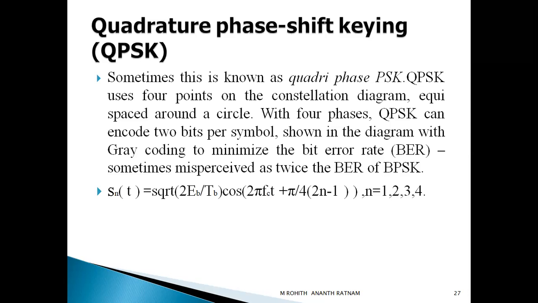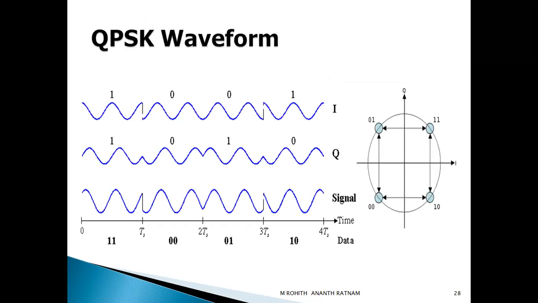So this is what the phase shift will happen. Now you can see here we are going with 90 degrees phase shift. So guys, the binary values here will be the combination of 2 bits: 00, 01, 10, and 11. So this is how the diagram is trying to explain it to you.